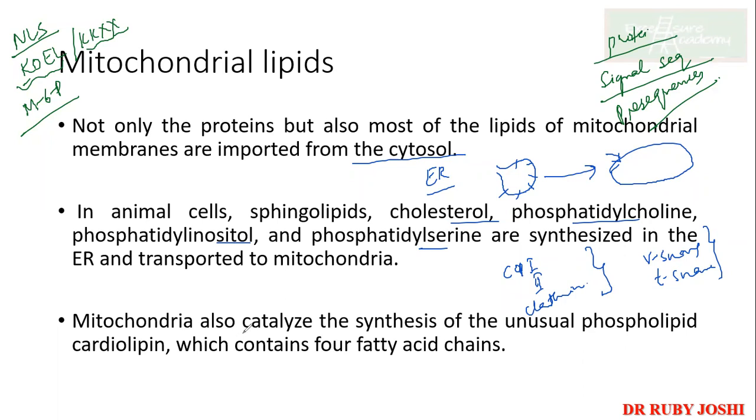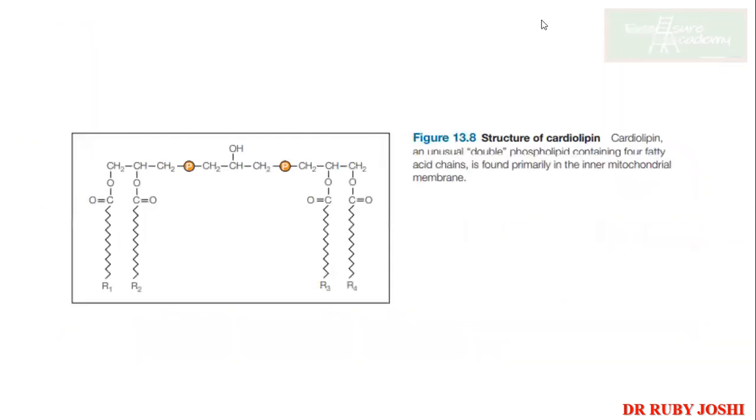Now mitochondria also catalyze the synthesis of an unusual phospholipid, which is known as cardiolipin. Cardiolipin contains 4 fatty acid chains. I'll show you the structure. Yeah, so this is the structure of your cardiolipin. What we see here is that they have got the ether bond, instead of, in our normal phospholipids, the fatty acids having the ester bond. Now here it is the ether bond, and that makes it more strong and stable.